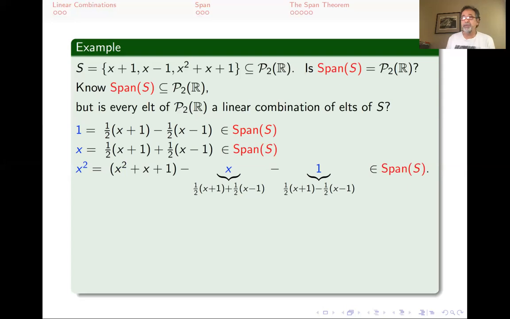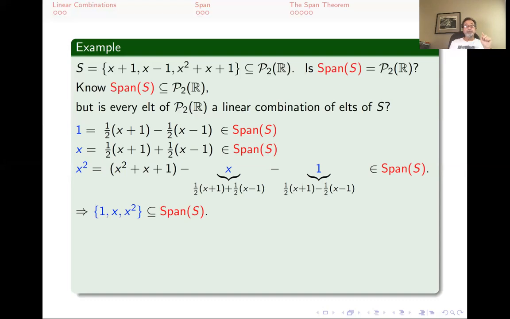So what? I just found 3 elements. P2R has an infinite number of elements. I'm nowhere near done, but I'm almost done. In fact, I actually am done. Why? Well, all I just found out was that 1, x, and x squared are in the span of S. Span of S is a subspace, and these 3 elements are in it.